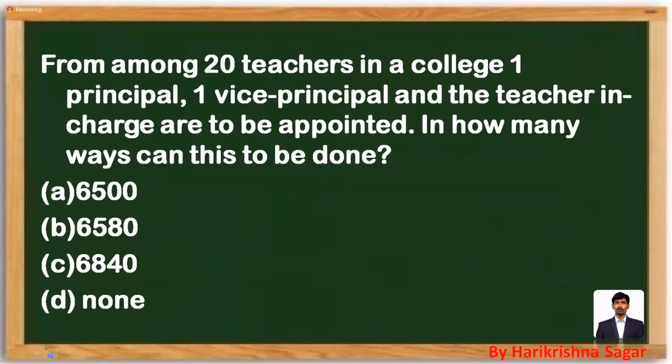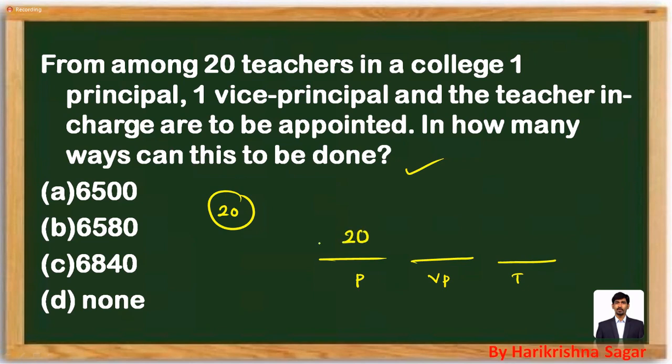Look at the next question available on the screen. Among 20 teachers in a college, one principal, one vice principal and one teacher in charge are to be appointed. In how many ways can we do that? So we have to take one principal, one vice principal, one teacher in charge. Out of the 20 members, any one of the candidates can be taken as principal. That can be done in 20 ways.